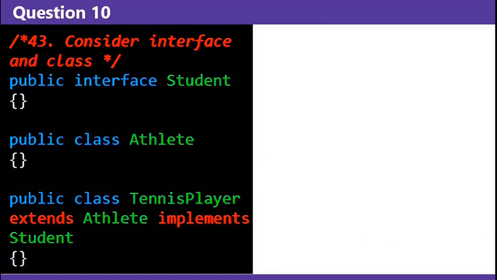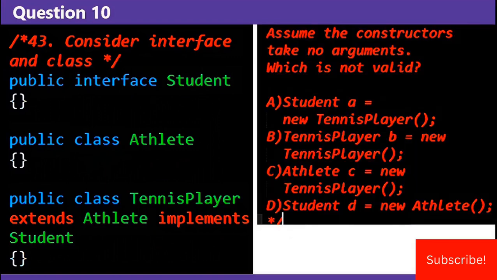Question 10 covers an interface, class, and subclass. Answer D is incorrect because it tries to assign an instance of a class that doesn't implement the Student interface to a Student variable. Therefore, the answer is D.